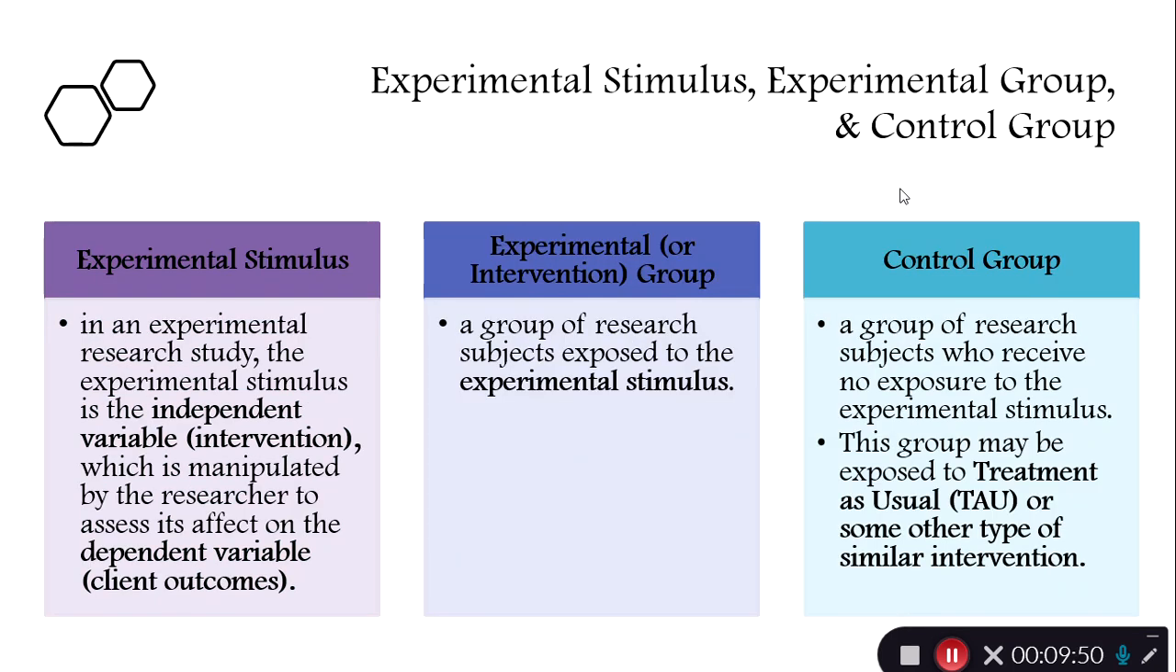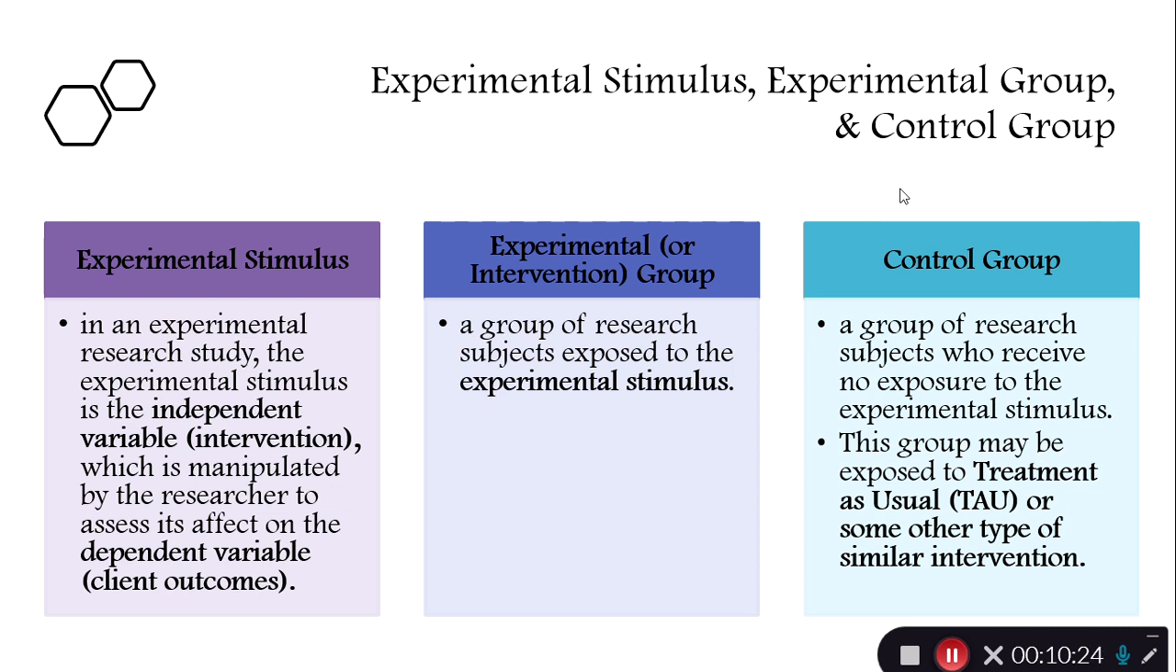So the term experimental stimulus: in an experimental research study, the experimental stimulus is the independent variable or the intervention itself, which is manipulated by the researcher to assess its effect on the dependent variable or client outcome. The experimental group in an experimental design is the group that is actually exposed to the experimental stimulus or intervention. So these two terms can be used interchangeably: experimental stimulus or intervention.